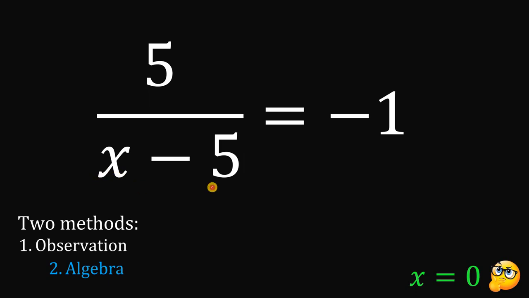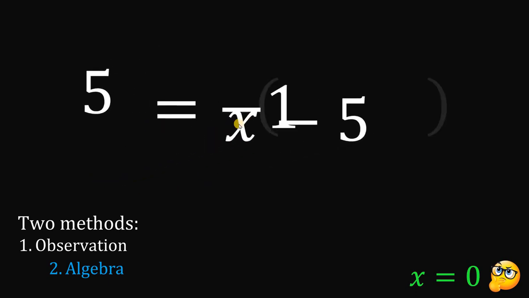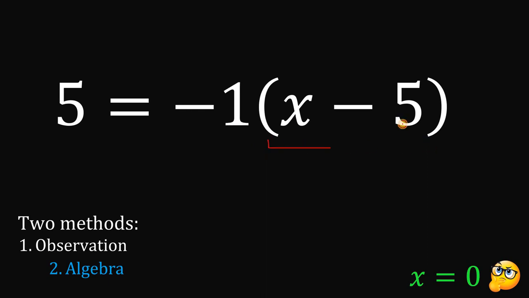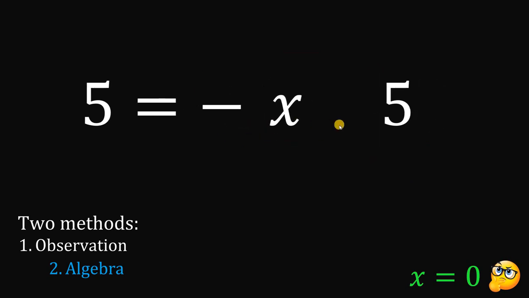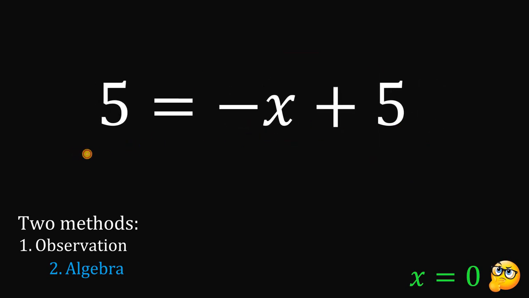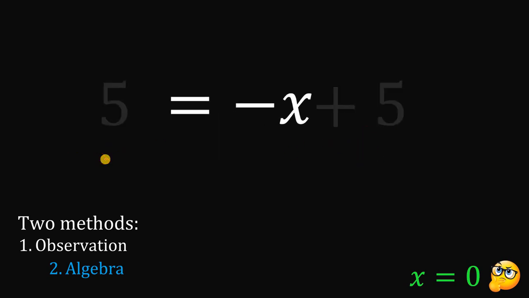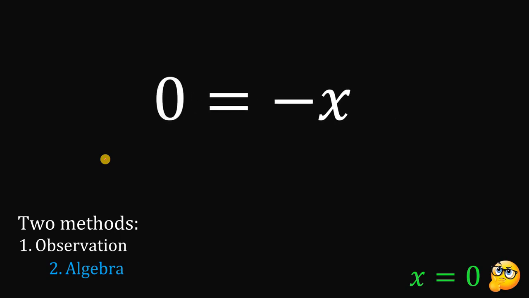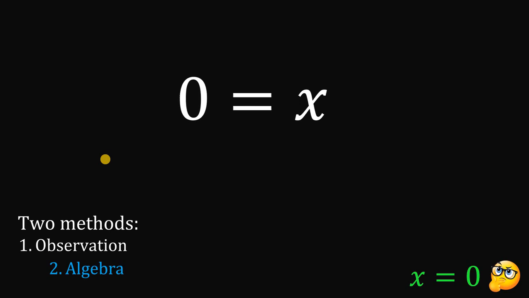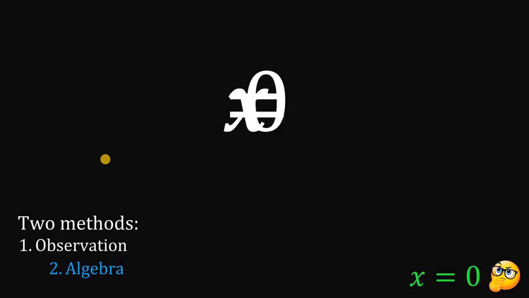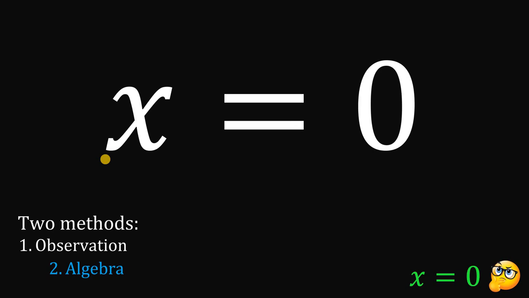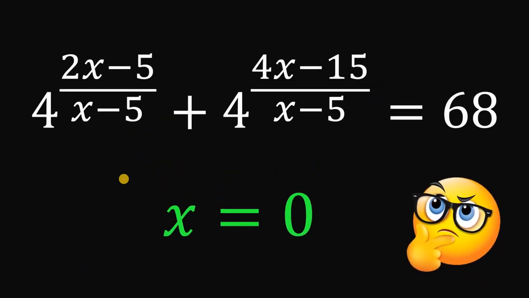Now, multiply both sides by x minus 5. If we do that, we get 5 equals negative 1 multiplied by x minus 5. Now, distribute this negative 1 to x and negative 5. This is just negative x plus 5. Now, subtract 5 on both sides. This will give us 0 equals negative x. And it directly follows that x must be equal to 0. Therefore, using algebra, we can finally say that x equals 0 is the only solution to this equation. And as always, we are done.